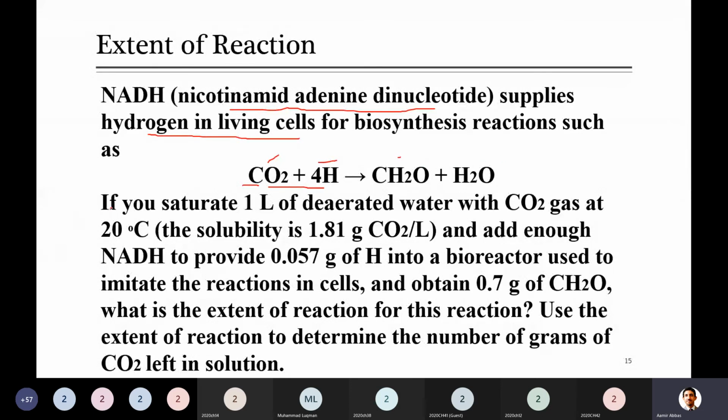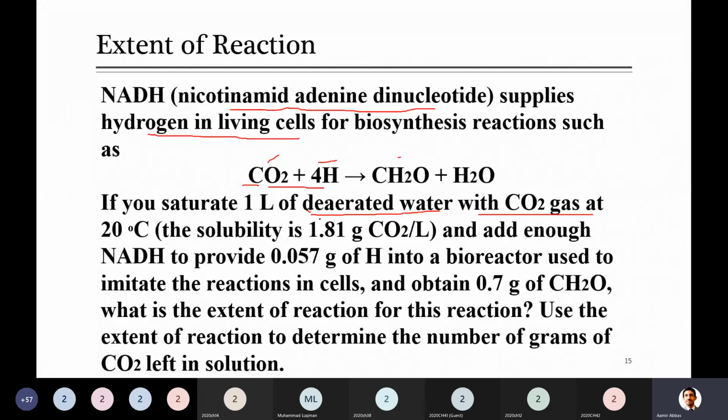water is produced. If you saturate 1 liter of deaerated water, what does this mean, deaerated water? Can anyone tell? Water without air. Yes, the water in which there is no air is not absorbed in the system, so there is 1 liter of that water which is deaerated. If you saturate 1 liter of deaerated water with CO2 gas, saturate means we add CO2 up to its maximum amount which can be absorbed in water.